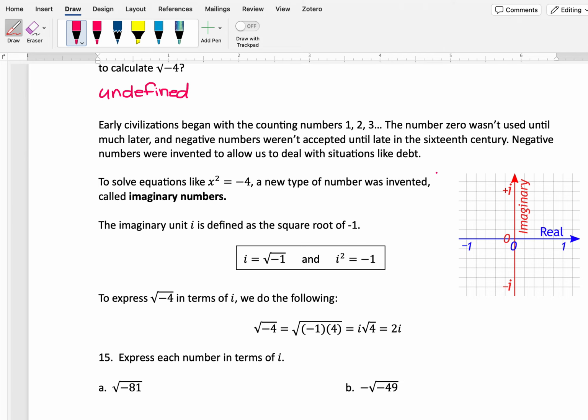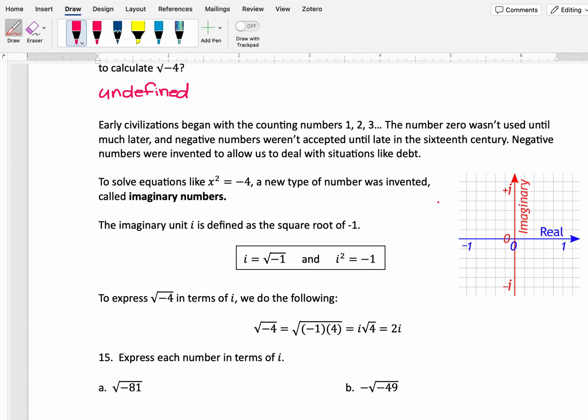For much of human history, negative numbers were not a thing, and they were invented to allow us to deal with situations like debt. So if somebody has spent more money than they have, they have a negative amount of money, and we needed a way to represent that. So that's when negative numbers came about.